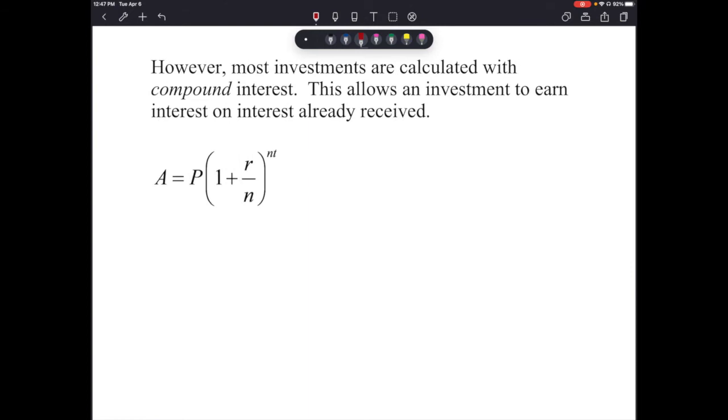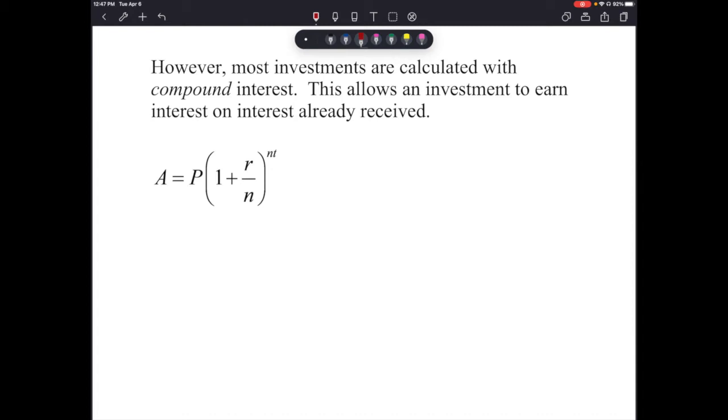Now, there's another formula, okay, that you probably saw back in Algebra 1 a little bit. Maybe Algebra 2, I don't remember if we talked about this at all. I know I had some of you in Algebra 2 in the past. So if not, a big deal. We're going to go through it right now.